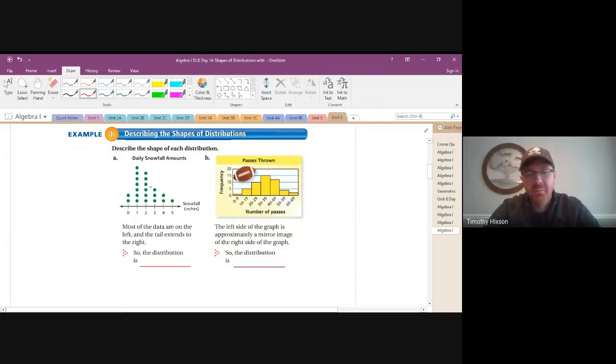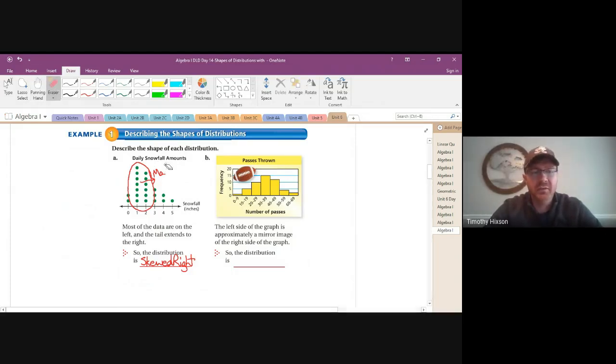Most of the data, though, are down here. But these couple of high values are going to skew the mean to the right. So the distribution here is skewed right. It's skewed right, so the mean might be somewhere around here.